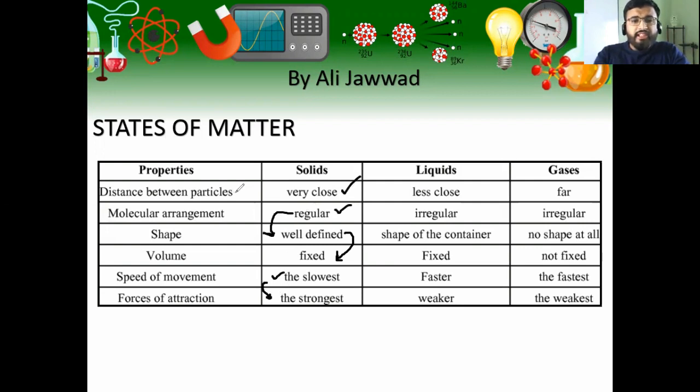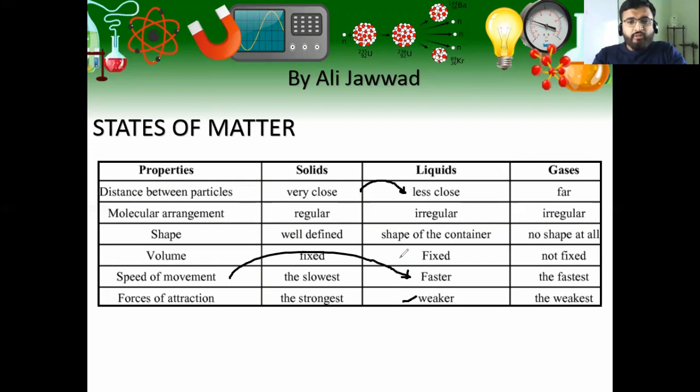So as you can see, the distance between the particles and the forces of attraction are defining the rest of the properties. Same is the case with liquids. So liquids have a less close distance. In case of liquids, the liquid has lesser forces of attraction, and because of this they are a little bit far away from one another as compared to solid. So if they have weaker forces of attraction, molecules have freedom so that they can move a little bit faster as compared to the solid.